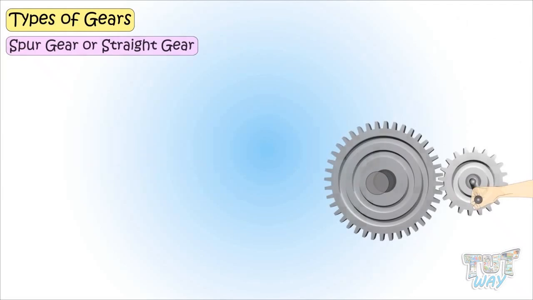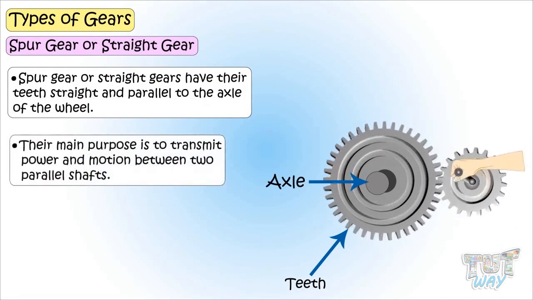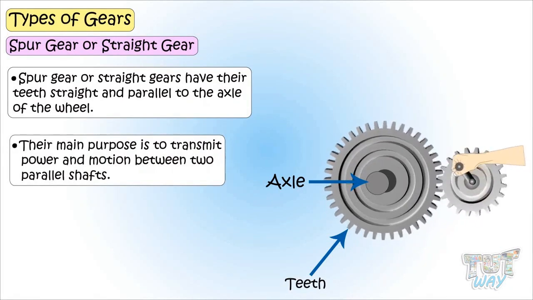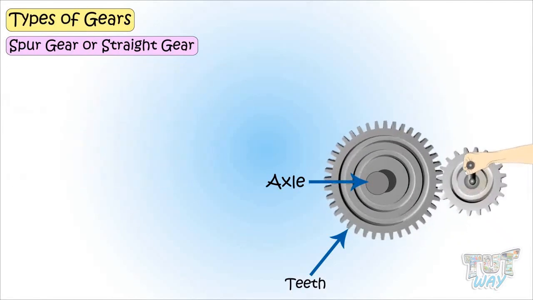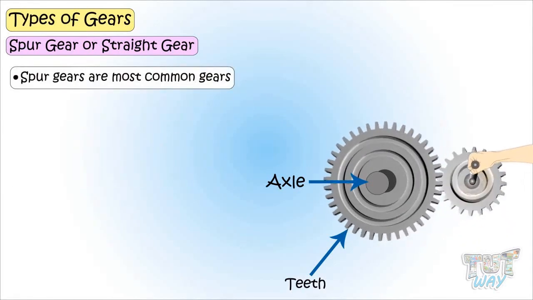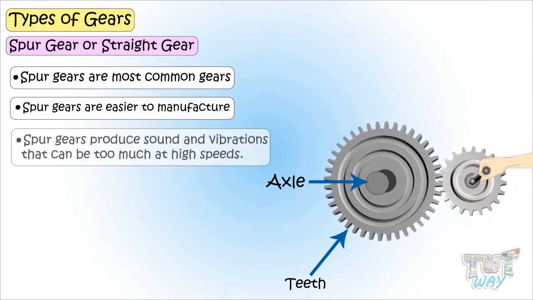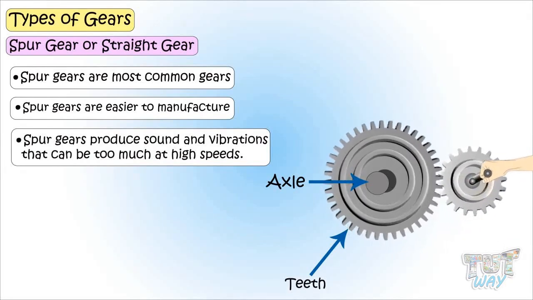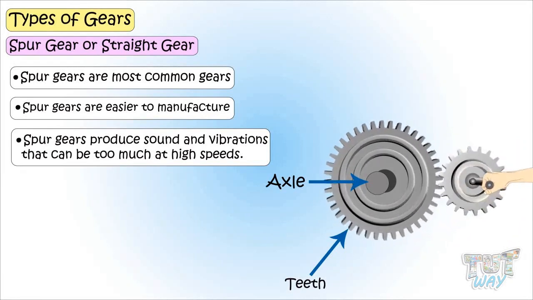First one is spur gear or straight gear. Spur gears or straight gears have their teeth straight and parallel to the axle of the wheel. Their main purpose is to transmit power and motion between two parallel shafts. Spur gears are the most common gears. Spur gears are easier to manufacture, but they produce sound and vibrations that can be too much at high speeds. That is, they produce too much noise.